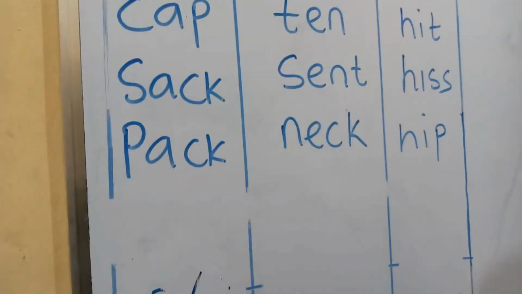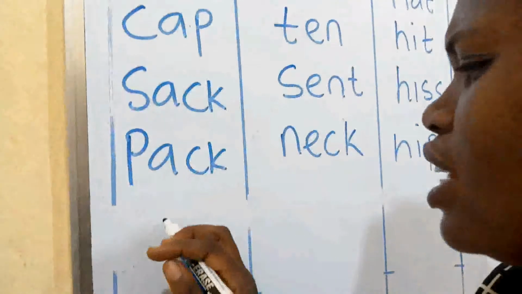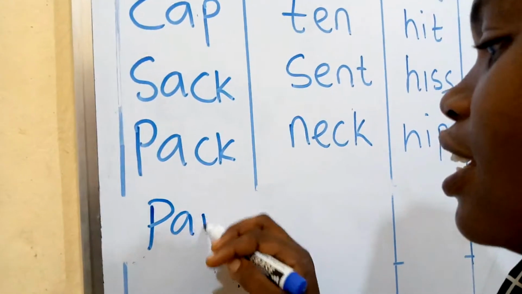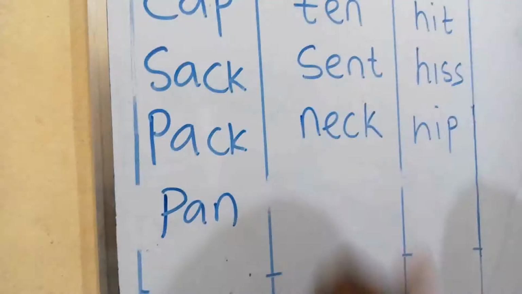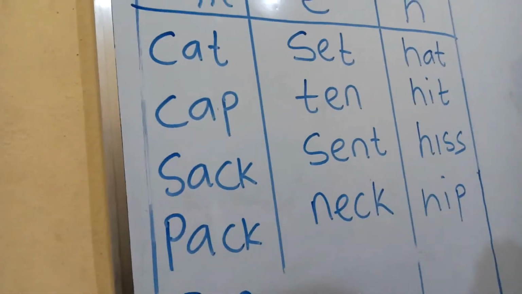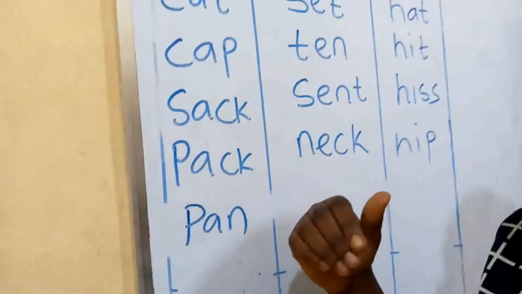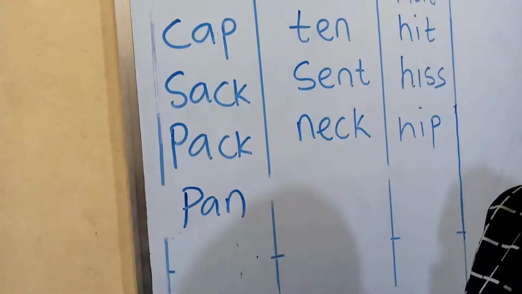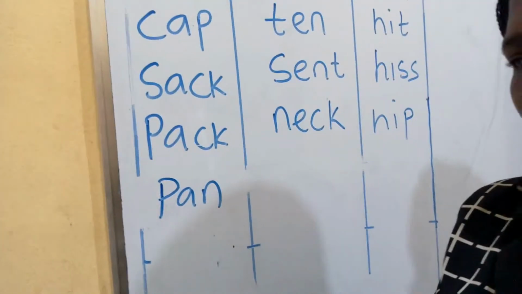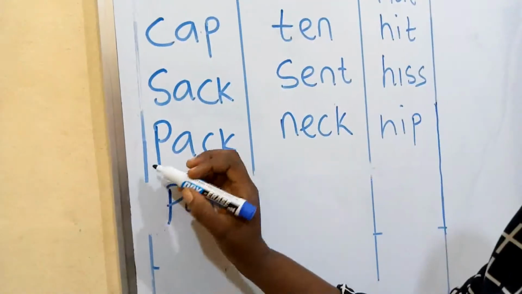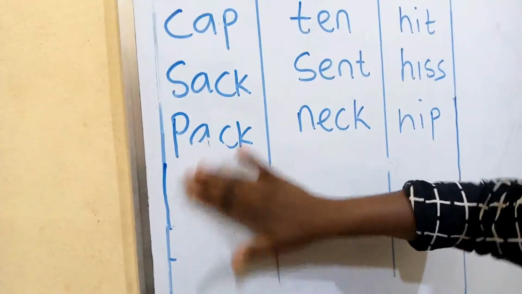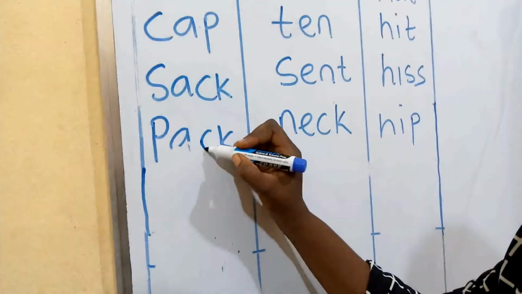Now let me put up this word. Now you listen very, very well. Any word that you did not hear that sound in, you thumb down. Okay, let's go. Pan. Thumb down. Pack. Thumb up. That's lovely. That is wonderful. I know you are all intelligent children. Any place you see this k, remember it makes the sound.